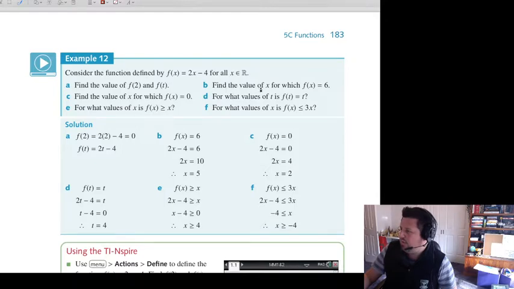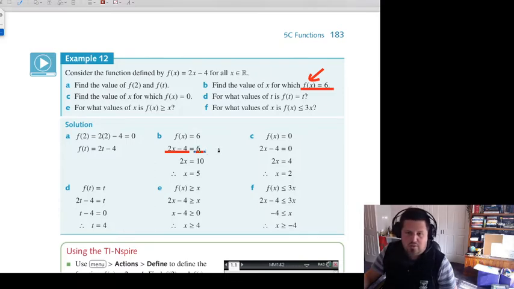B says find the values of x for which f of x equals 6. In this case, it's not plugging in 6 into the equation, it's saying the function is equal to 6. So you would write out the function, 2x take away 4, and they're saying that function, f of x, which we just wrote down here, is equal to 6.